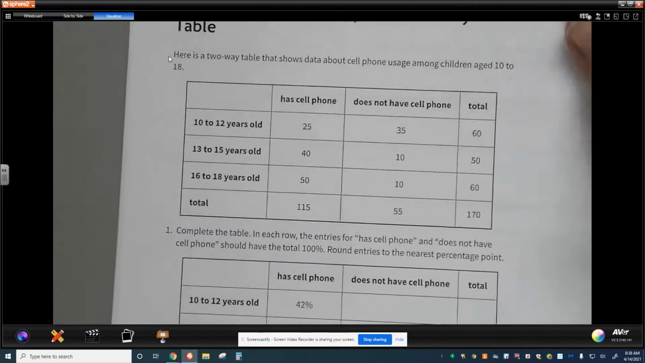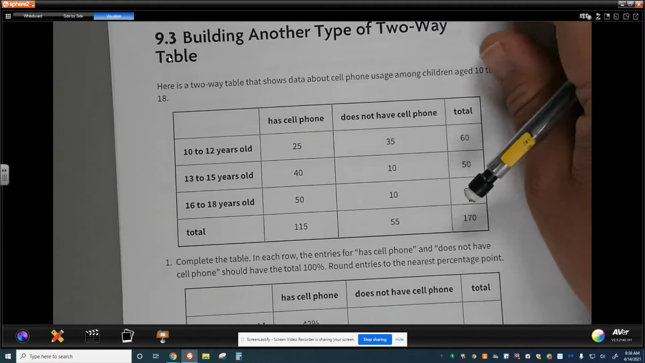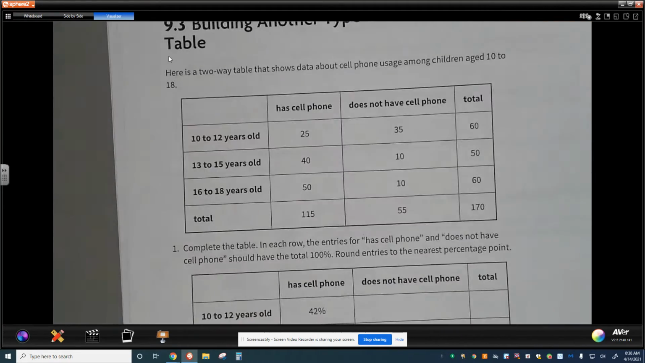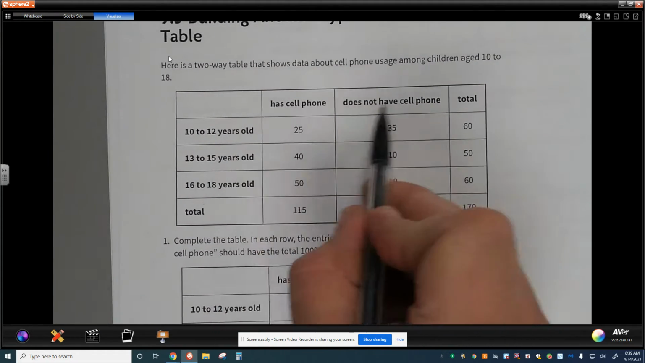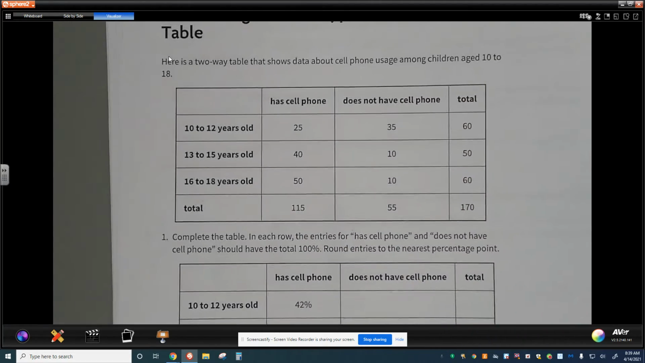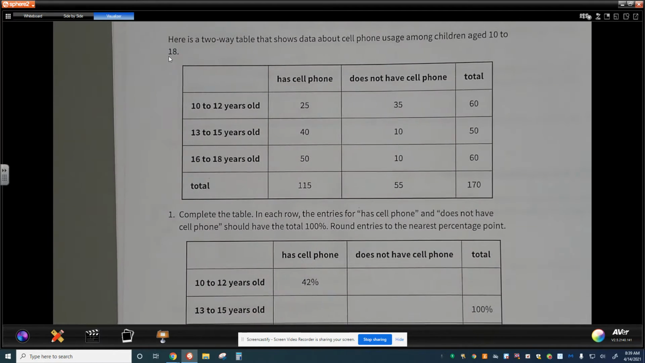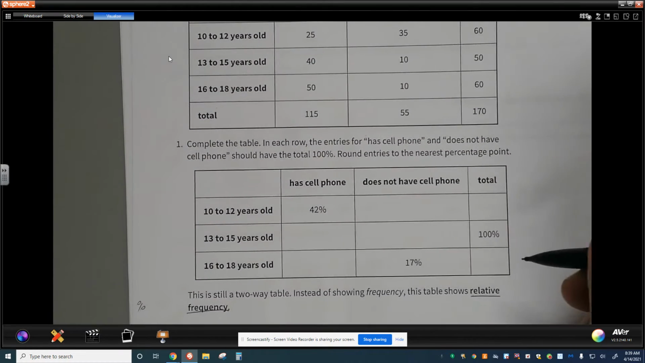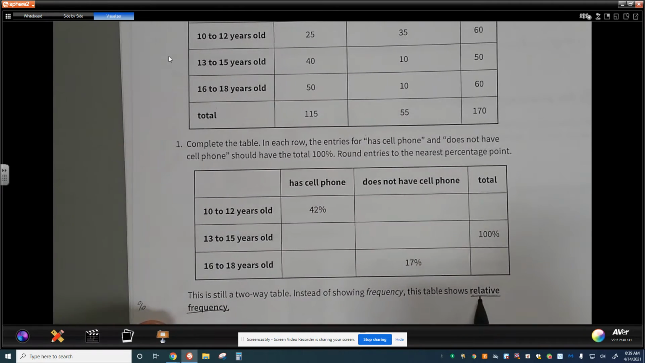So the next section that we're looking at is, what do I have when I'm just looking at a table? This is what we call a two-way frequency table. What happens with this one is we see the same information. We see the ages of the children, and then we see who has cell phones and who doesn't, all the exact same data. When we talked about completing the table with who has cell phones and who doesn't, we can look at the totals right here as a relative frequency. Relative frequency means the table shows everything as a percentage.